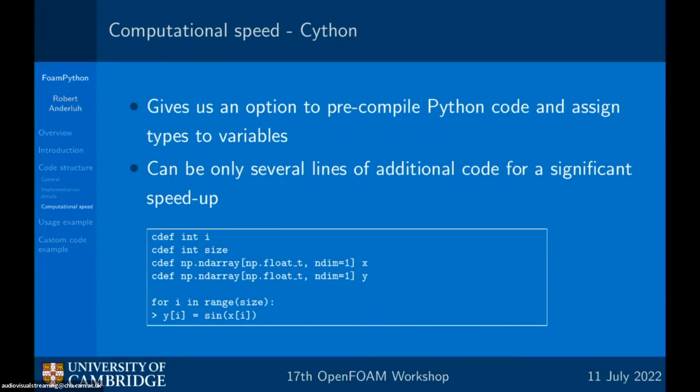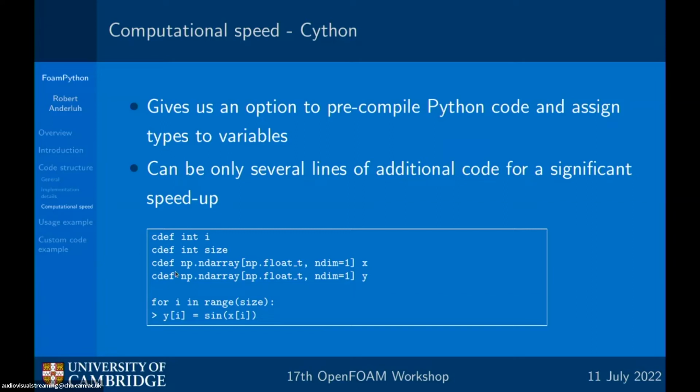However, there is a useful thing which is called Cython. Python itself is basically C code, but it's packaged in a way that it's simpler and easier to use. And Cython gives us an option to pre-compile Python code and assign types to variables. The reason why Python is quite a bit slower by default is because it's doing a lot of type checking and it's not pre-compiled. Cython helps us to go around some of those issues. So it can be only several lines of additional code for a significant speed up.